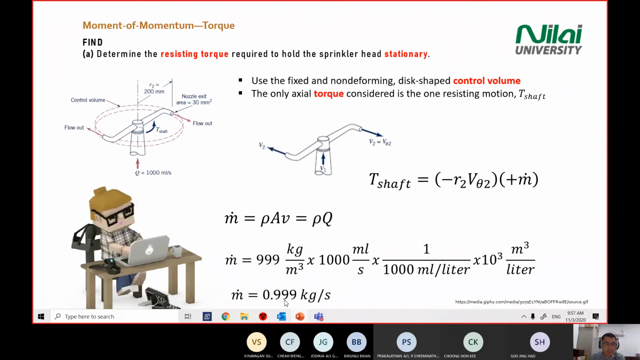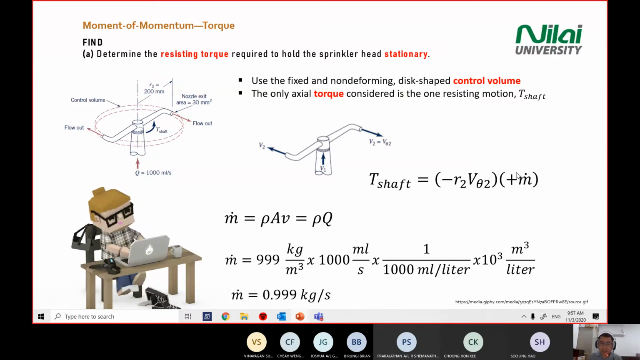All right. So even if you use 1000 here, your answer, you should give me 1.00 kilogram per second. Don't just write 1 kilogram per second. Minimum decimal place is 2 for answer.